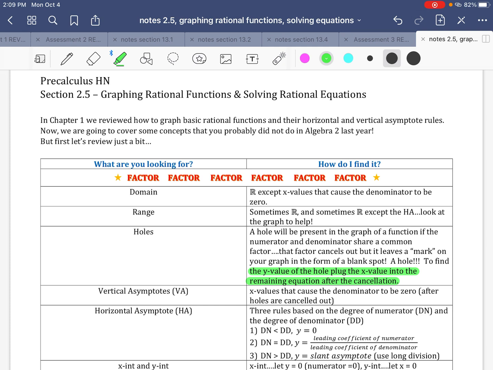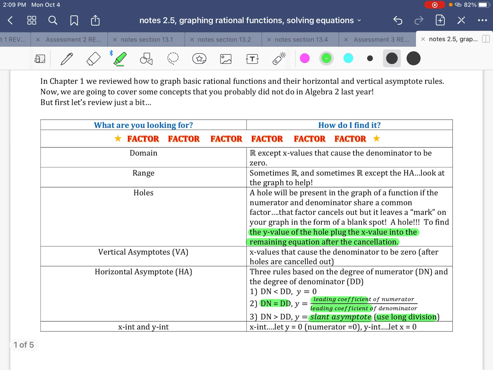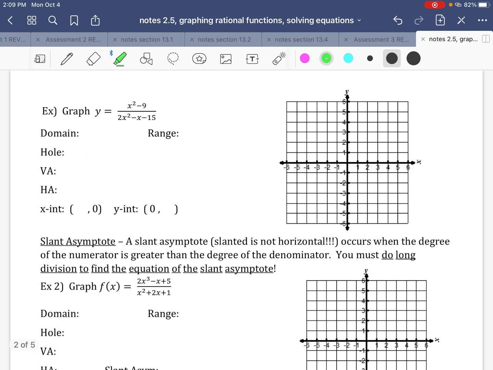And let's see, horizontal asymptote, you have your 3 rules. Degree of the numerator is smaller than the degree of the denominator, then you have y equals 0. If the degree of the numerator equals the degree of the denominator, you take your leading coefficients. And the degree on top is bigger than the bottom, that's where we're going to get our slant asymptote, which we will use long division for. And you got your x and your y intercepts. Okay? So let's take a look.